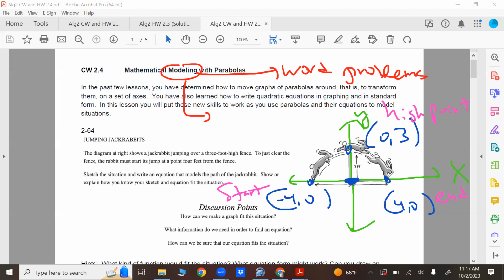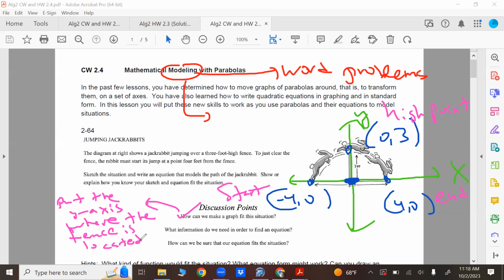Okay. So how can we make it fit the situation? Boom, just did it. Just did it for you guys. How do we make a graph? So really, what you should do is put the y-axis where the fence is located. Right? Very, very simple. Put the y-axis where the fence is located.